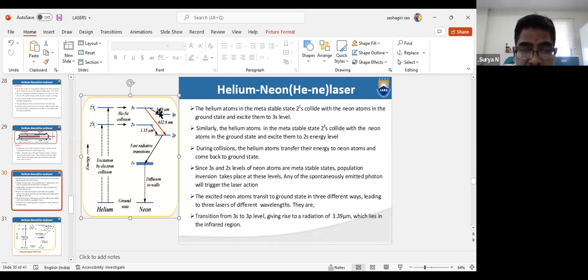So the radiation between 3s and 3p has a wavelength of 3.39 micrometers, which is not at all required for lasing action.